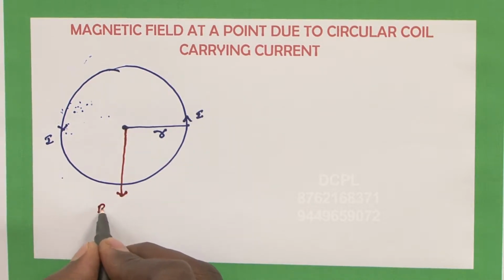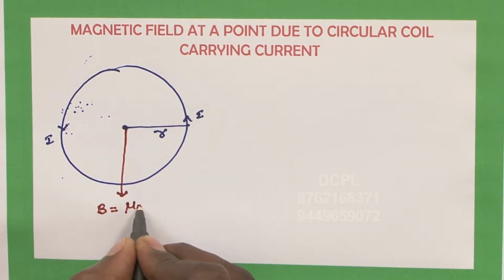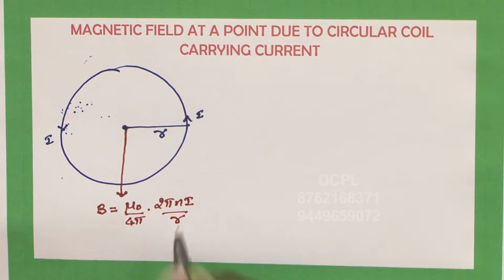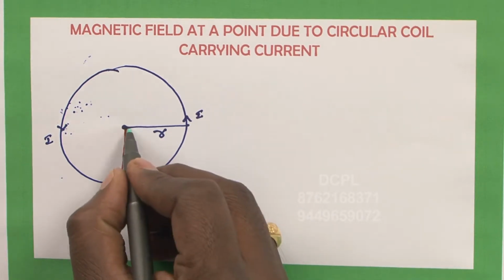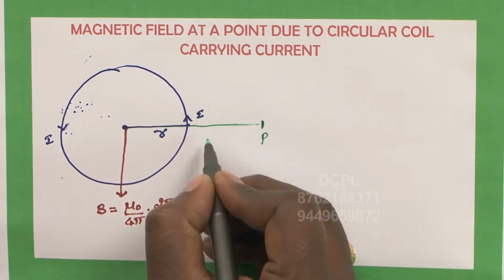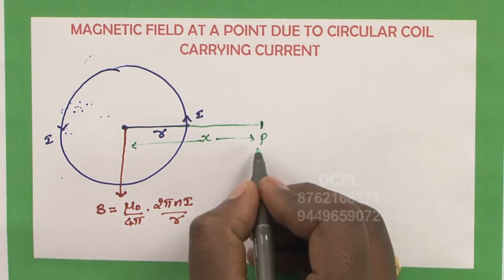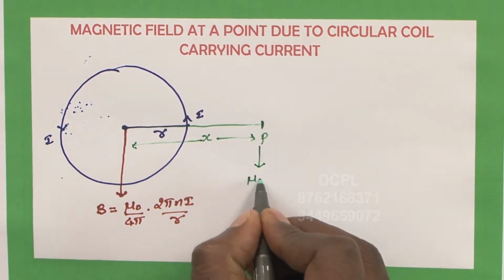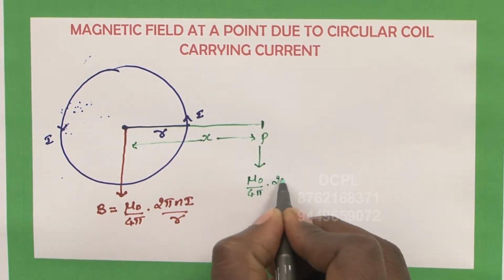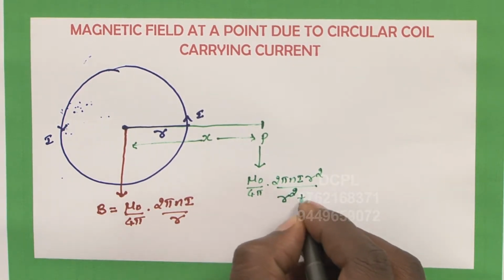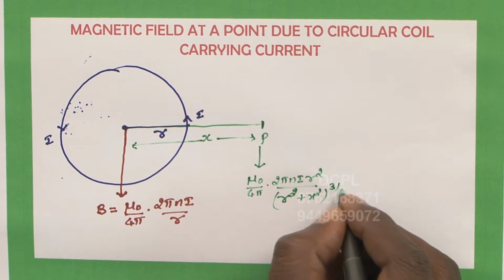The magnetic field acting at the center of the coil is given by mu naught by 4 pi into 2 pi n I divided by R. And also you can find what is the magnetic field acting along the axis of a circular coil. So, let us consider a point P on the axis which is at a distance x. Then the magnetic field at this point P is mu naught by 4 pi into 2 pi n I r squared divided by r squared plus x squared whole power 3 by 2.